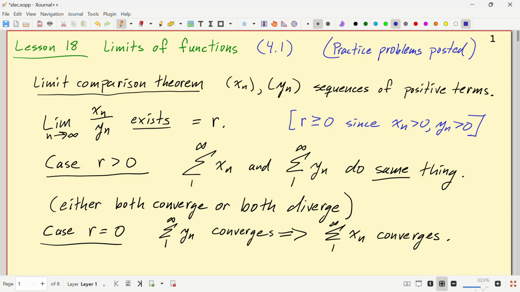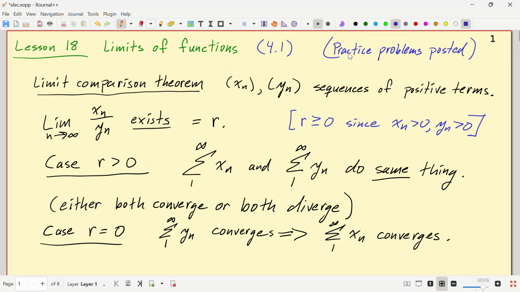No questions? Well, at the end of last time, I stated this limit comparison theorem. And I thought I'd say a few more words about it before I move on to today's topic of limits of functions. So we're going to finally start doing calculus with functions.